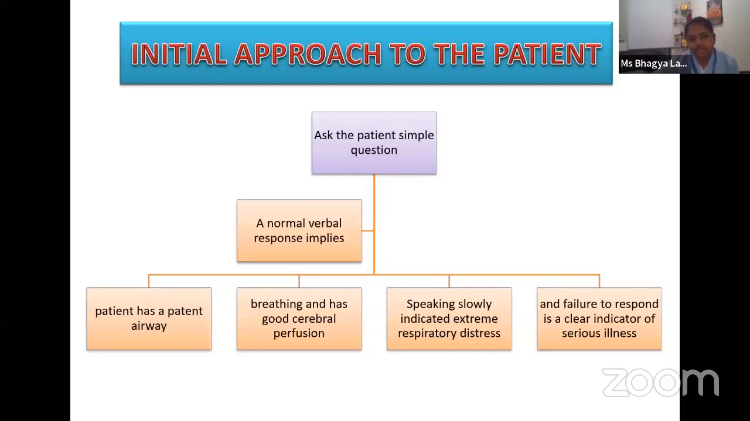So what is our initial approach to the patient? If the patient is conscious enough and his GCS is 15/15, with a verbal response, talk with the patient and assess the patient's airway. We have to start from ABCD, assess the airway, breathing, circulation. It's clearly reflected in the slide. We have to assess the airway, then the breathing, see whether the patient is speaking slowly, any distress, then any failure to respond for any one of your parameters, you can easily identify by your complete assessment.